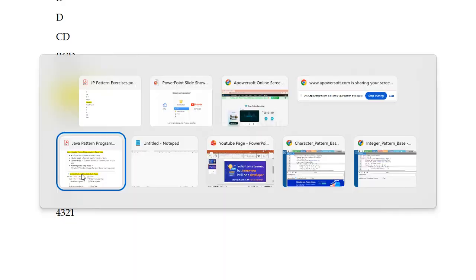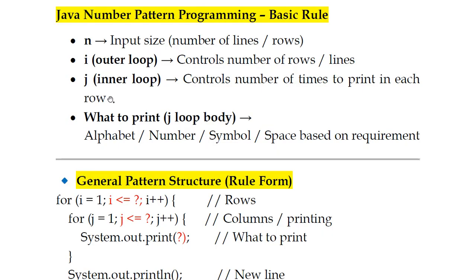As usual, the base for all the pattern programs is these three parts. Mainly the variables: n indicates the input size, the number of lines or rows. j indicates the number of times you are going to print in each and every row. That is called the inner loop. The outer loop is i. It controls the number of rows or lines. So most probably it will depend upon n only. However much size we give, that many rows will be displayed.